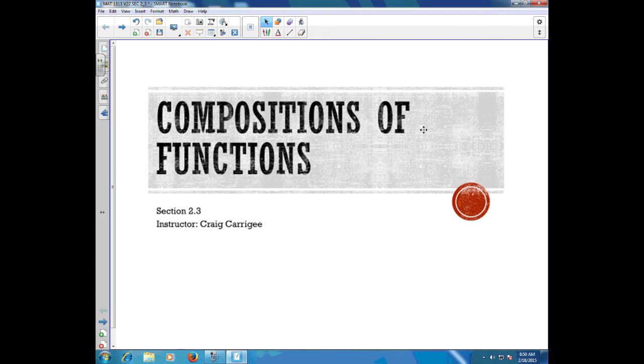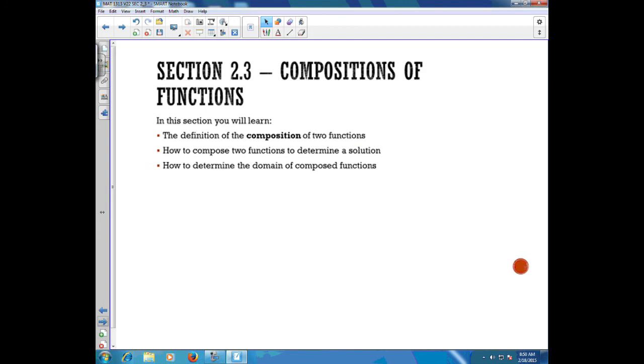Today we're going to talk about compositions of functions. So in this section, you're going to learn the definition of the composition of two functions, how to compose two functions to determine a solution, and then how to determine the domain of composed functions.